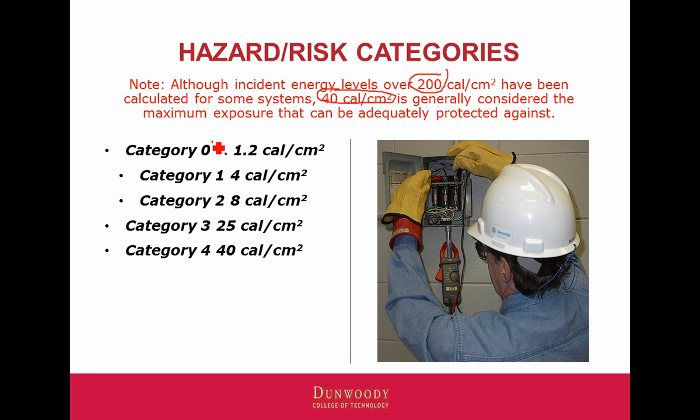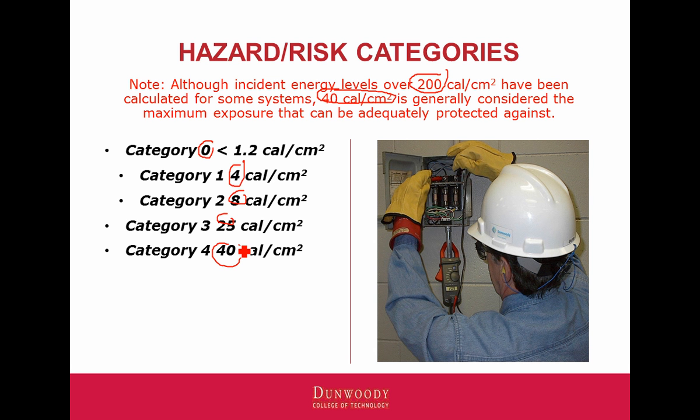All right, so category 0 is less than 1.25. That's also on the test, guys. Category 1 takes you up to 4, and 8, 25, and 40 are categories 2, 3, and 4. So for category 0, you're going to see how you dress up. 0 is nothing. You dress up just with long sleeves and eye protection. You'll see it in a second.